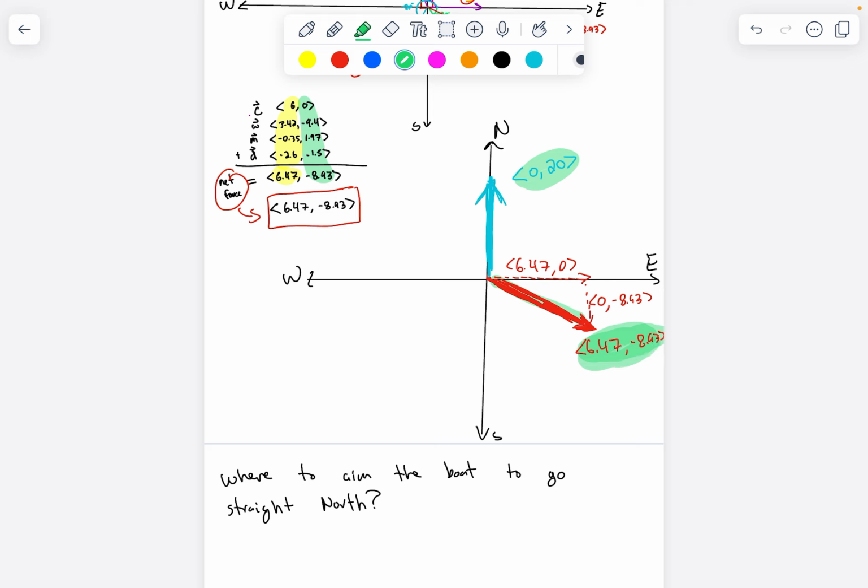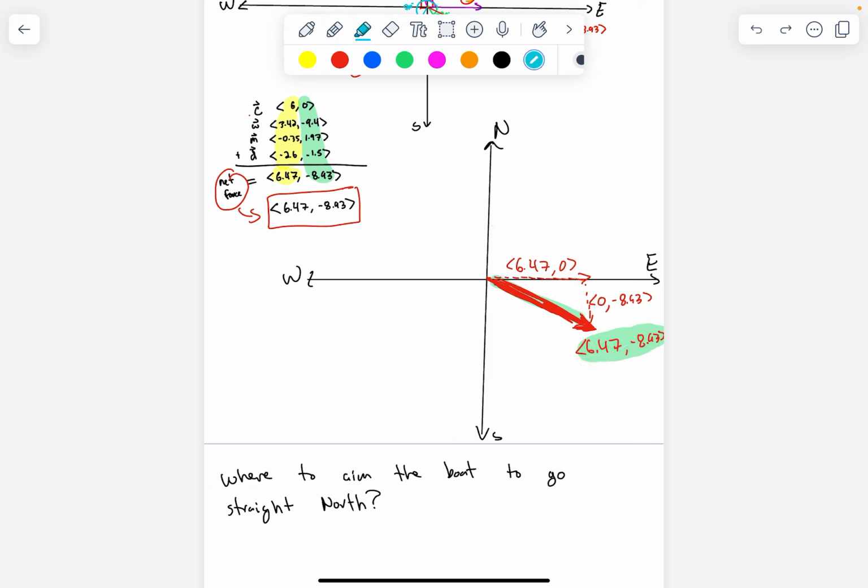So what's actually going to happen is this part of the current's going to oppose you. And so you're not going to go 20 miles per hour north. You're going to go, whatever, 11.07. And this part's going to drag you off course. So your net result is going to be something like this. You're going to go off this way. So that's no good. How do you figure out what you need to do to go straight north?